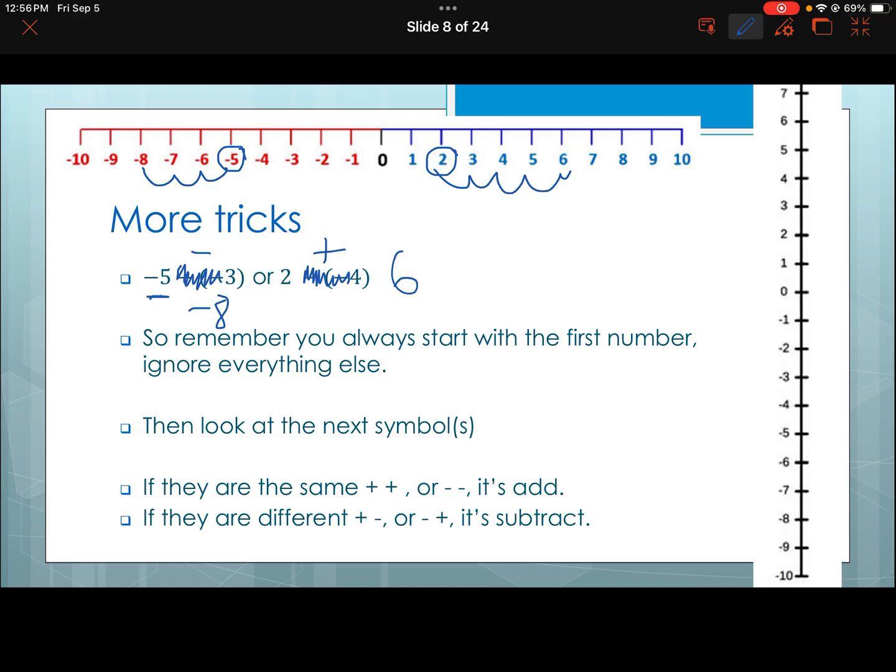So just to recap, if the 2 signs next to each other are the same, plus plus or minus minus, it's add. If they are different, plus minus or minus plus, it's subtract. And quite literally, a lot of teachers are okay with this if you just remove whatever it is there and just say minus, or remove it and then say plus. Cool, let's do some examples.